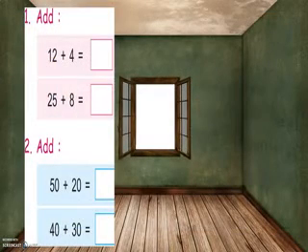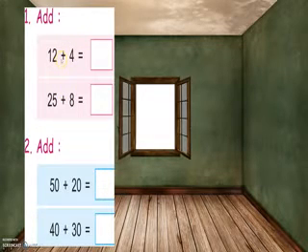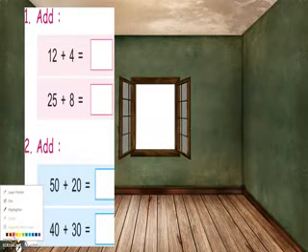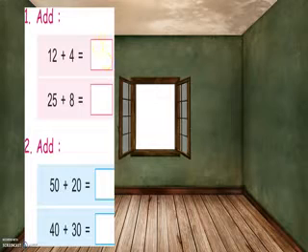Now, we will recall some examples we have already learned. Add the following numbers. 12 plus 4, which means we have to add 4 to 12. What is the answer? 13, 14, 15, 16. So the answer is 16. 12 plus 4 equals 16.